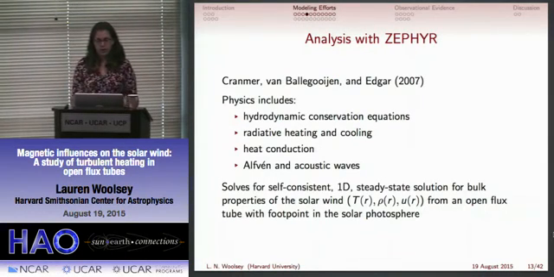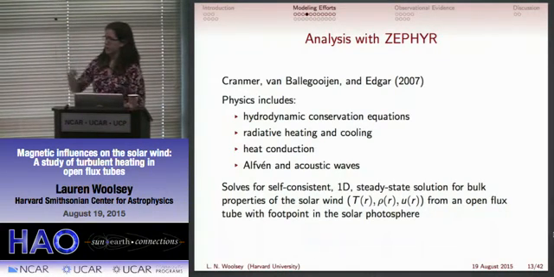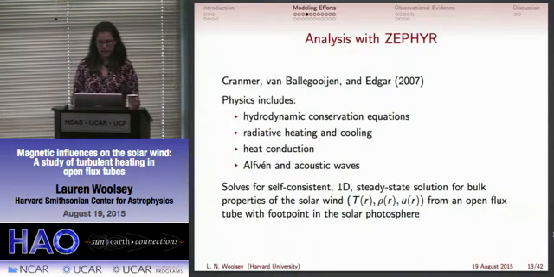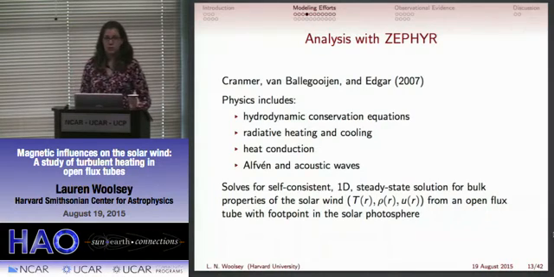So the work that we did started with ZEPHYR, which is a one-dimensional code, and the reference for it is listed at top. It has the hydrodynamic conservation equations. It also has radiative heating and cooling, as well as heat conduction, and it includes both Alfvén and acoustic waves, but we were finding that the Alfvén waves were providing the bulk of the heating that we cared about. So ZEPHYR solves for a self-consistent, again one-dimensional, so everything is just in terms of the height above the photosphere, steady-state solution for the bulk properties of the solar wind.